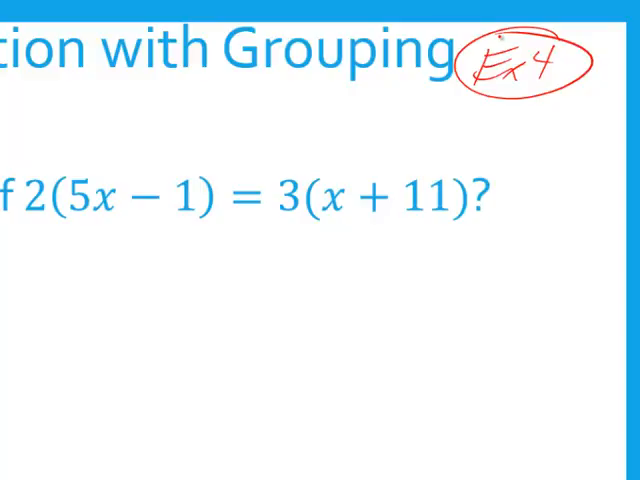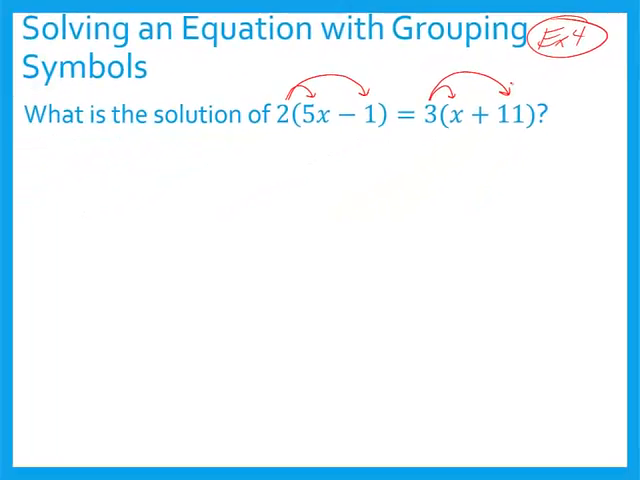Now, first step we should do is realize that we have parentheses with numbers on the outside. And whenever we have numbers on the outside of parentheses, we have to distribute. So take this 2 and distribute it to the inside using the double arrows. Take the 3 and distribute it to the inside using the double arrows, and we will multiply the outside to the inside. So 2 times 5x is 10x. 2 times negative 1 is negative 2. 3 times x is 3x. 3 times 11 is 33. And we did that with the distribution property.